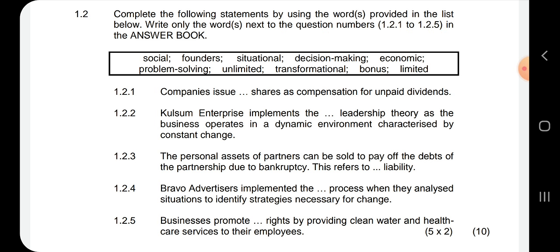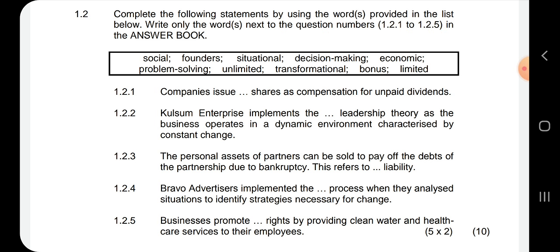So 1.2.2 says, some enterprise implements the leadership theory as the business operates in a dynamic environment characterized by constant change. So that is transformational leadership theory. And then 1.2.3 says, the personal asset of partners can be sold to pay off the debts of the partnership due to bankruptcy. This refers to unlimited liability. So unlimited liability is when the debt of the business are the debt of the owners. So that's what exactly happens in partnerships.